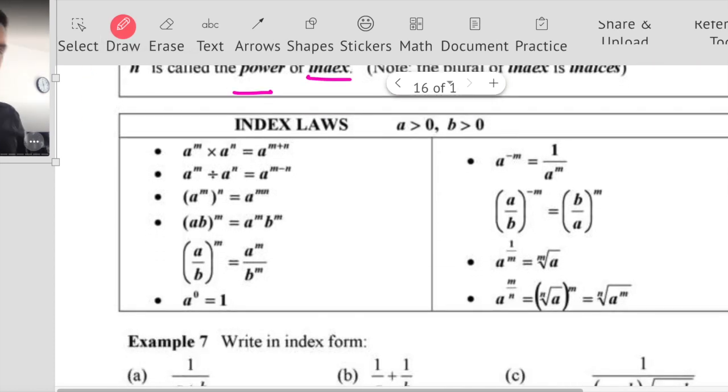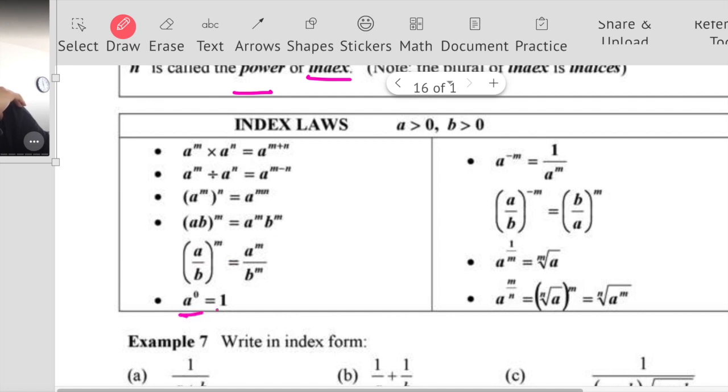Moving on. Index laws. You should memorize these and review them if you have forgotten them. If you have the same base and you multiply them, you add up the exponents. If you're dividing and you have the same base, you subtract the exponents. If you have a power being raised to another power, to an exponent, I meant to say, you multiply the two exponents, right? If you have the product of two numbers, two letters, being raised to a power, you distribute it. And if you're dividing, you can also distribute it.